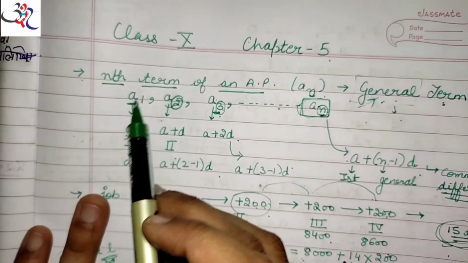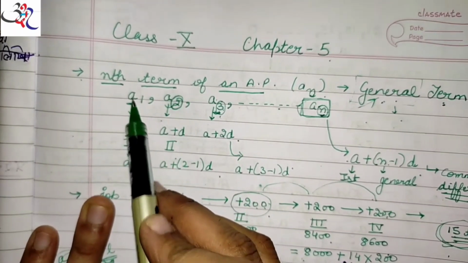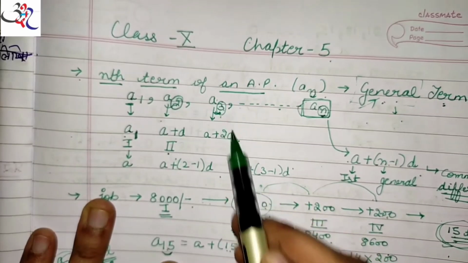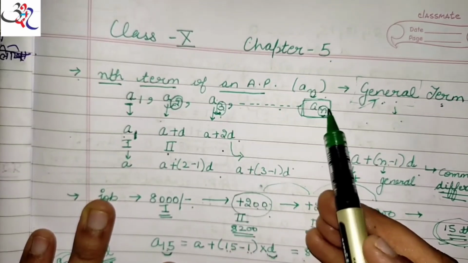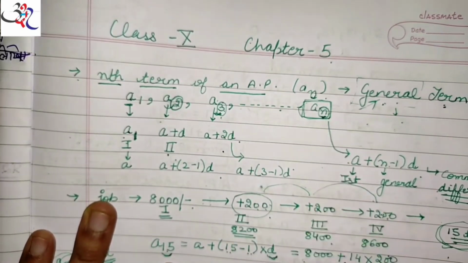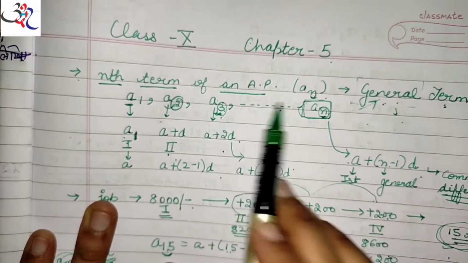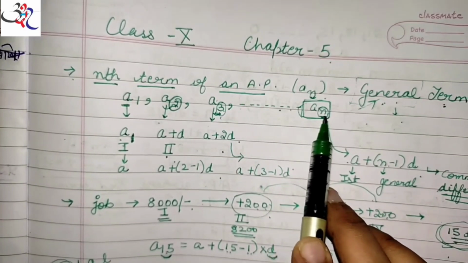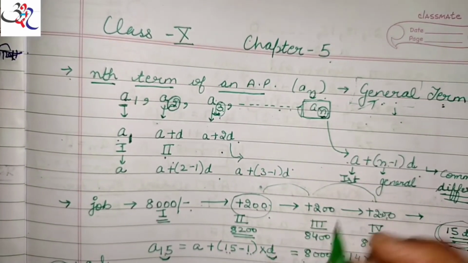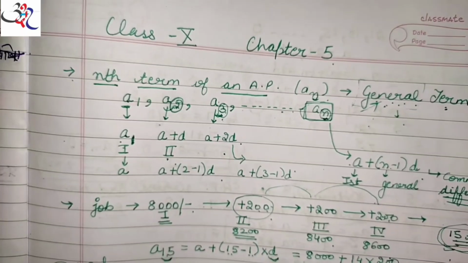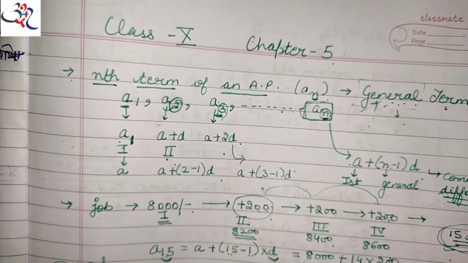As I have told you in the previous video, a1 is my first term, a2 is my second term, and a3 is my third term. So this n can be any value of the AP. It can be the third term, the fourth term, the fifth, the 15th, or any term of the AP. That's why it is called the general term, meaning in general it can be any value.